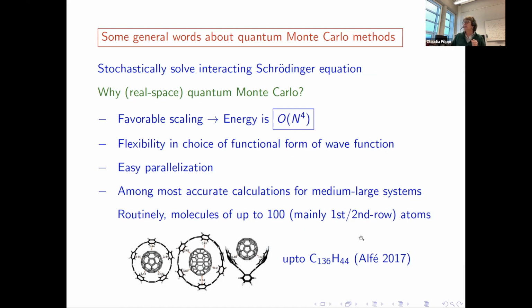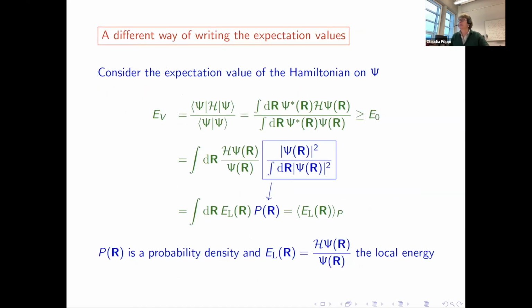And this is already, 5 years ago, a calculation by Dario Alfé and collaborators on benchmarking van der Waals functionals on pretty large complexes. This is a C136H44. And I will get back to this benchmark towards the end of the lecture tomorrow.